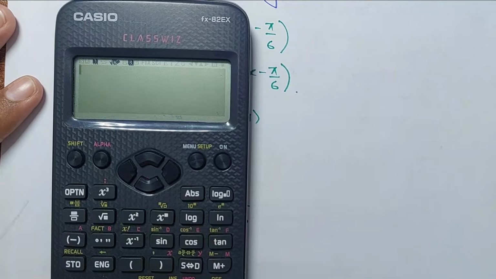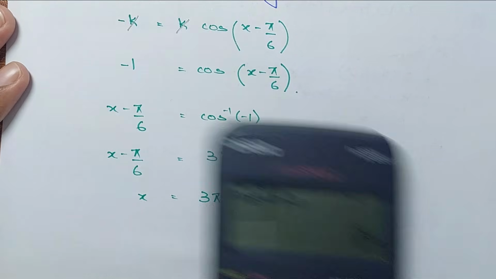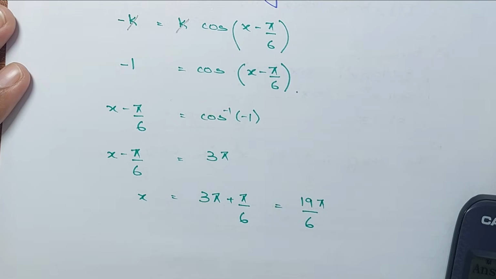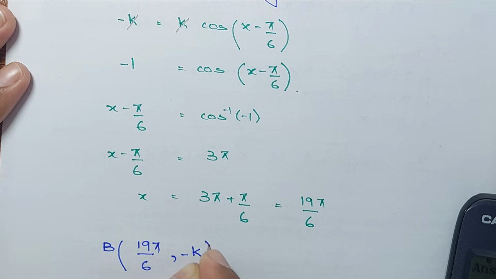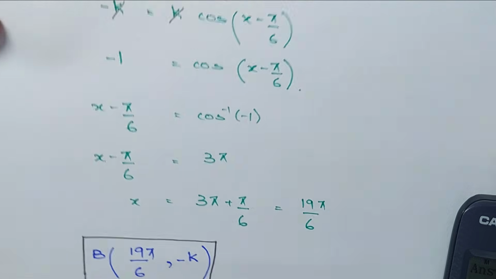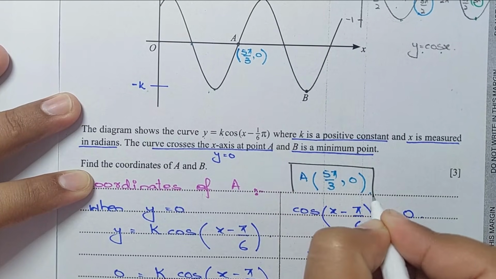Let me simplify this. 3 pi plus pi by 6 is 19 pi over 6. This is 19 pi over 6. Now we can write down the coordinates of B, where the x coordinate is 19 pi over 6 and the y coordinate is negative k. So these are the coordinates for B, and the other one are the coordinates for A. This is the coordinate for A.